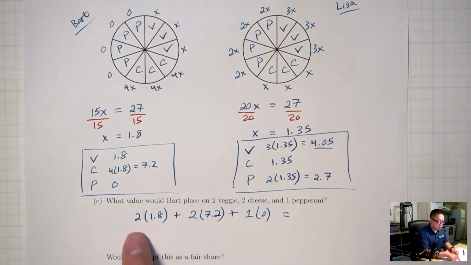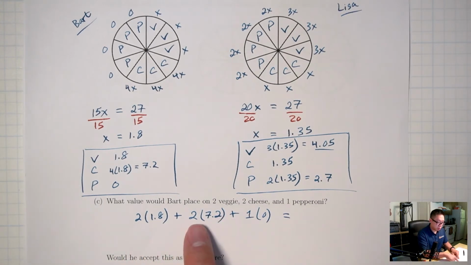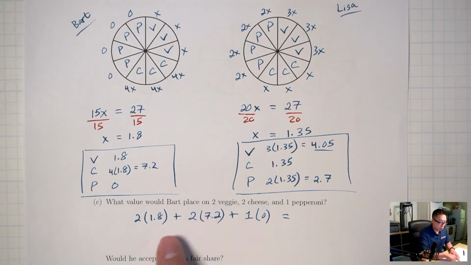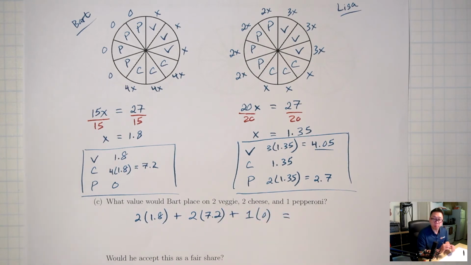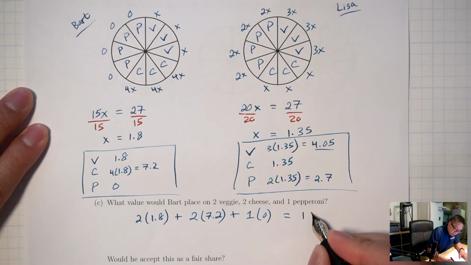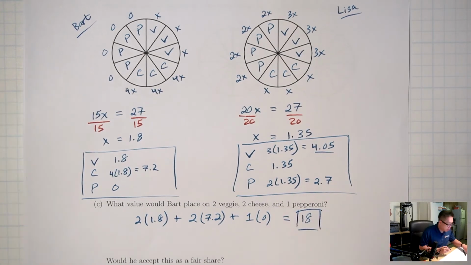Okay, so 2 times the value of the veggie plus 2 times the value of the cheese plus 1 times the value of the pepperoni. So that's for Bart, his value of 2 veggie, 2 cheese, and 1 pepperoni. Let me use a calculator on this. So 2 times 1.8 plus 2 times 7.2 plus 1 times 0. And we get 18. If we gave Bart 2 veggie, 2 cheese, and 1 pepperoni, in his eyes, he got $18 worth of pizza.